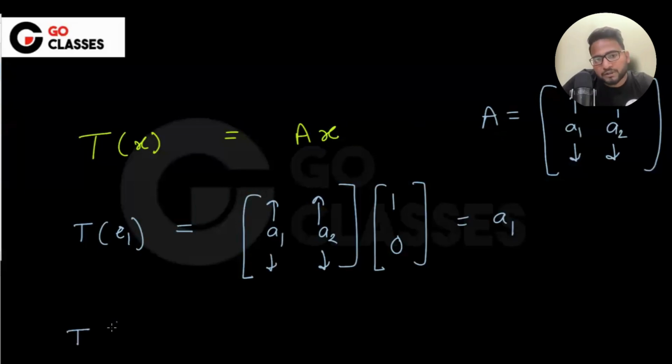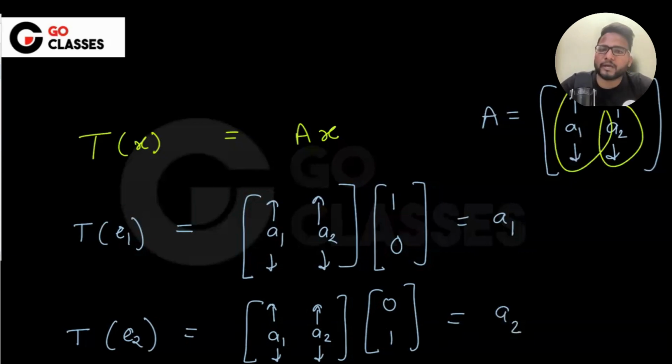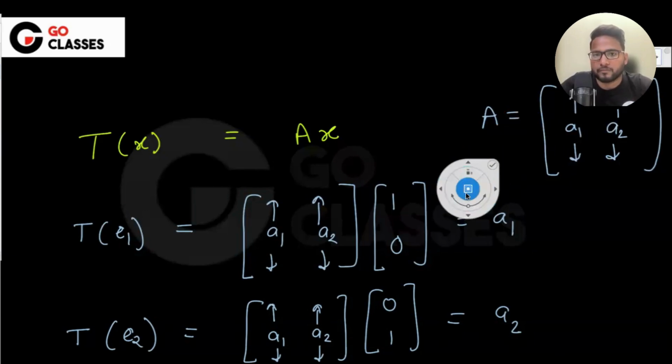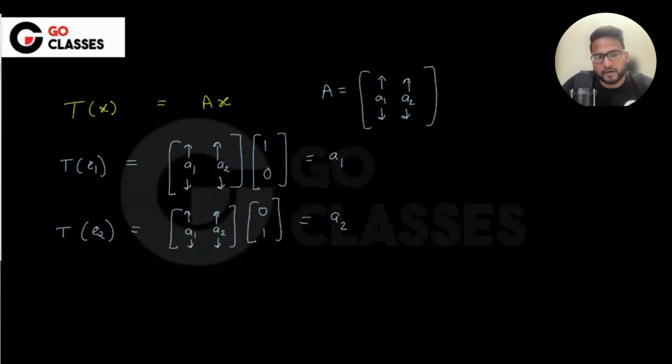Similarly, you tell me what is T of E2? T of E2 will come out to be something like this. This is A1, this is A2, and this is 0, 1. Then tell me, isn't it A2? Right? So I'm interested in finding out the value of A1 and A2. Then can you tell me what are the values of A1 and A2? So A1 is coming out to be T of E1.